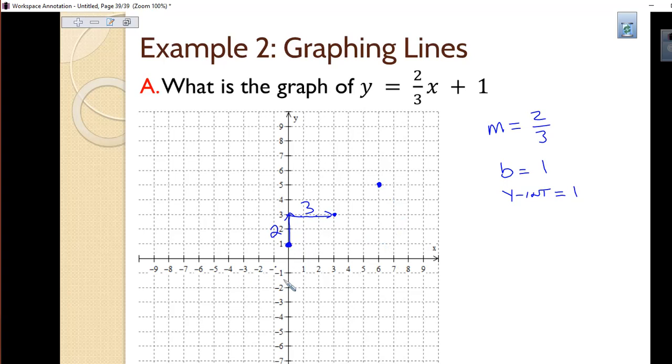And now if we were going to go down this way, instead of rising 2, we're going to go down 2, and then we're going to go left 3. The reason we're going left is because this is a positive slope, which means that if I go down and left, that's another way of saying negative 2/3 is the same thing as a positive. Negative 2 over negative 3 is the same thing as a positive 2 over positive 3.